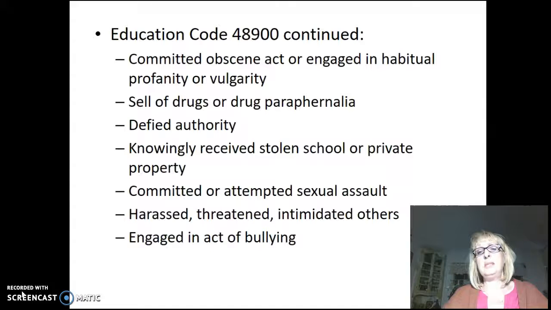like committed obscene acts or engaged in habitual profanity or vulgarity, selling of drugs or drug paraphernalia, defied authority, knowingly received stolen school or private property, committed or attempted sexual assault, harassed, threatened, or intimidated others, or engaged in the act of bullying.